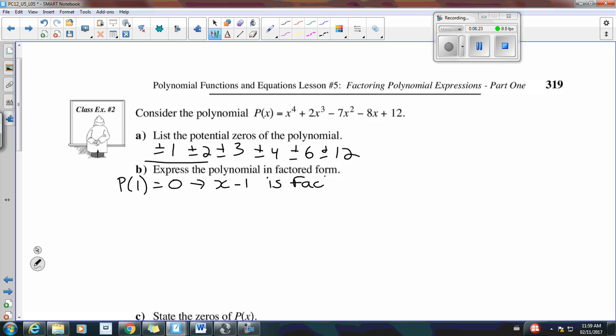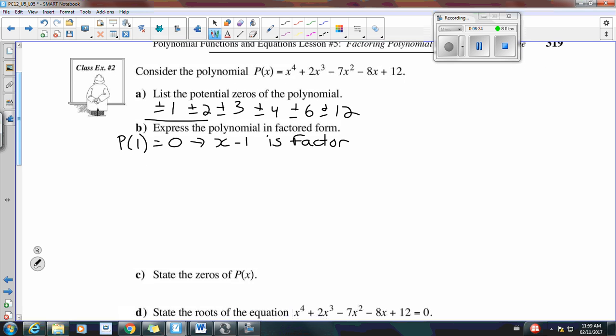So now that we've found one factor, we're going to use division, whether you want to use synthetic or not, or long division's up to you. I'm going to use synthetic just because they don't really give us room in the book here to do long division. So I put my 1 here, my coefficients 1, 2, -7, -8, and 12. Bring down the 1. 1 times 1 is 1, adding gives us 3. 1 times 3 is 3, adding gives us -4.